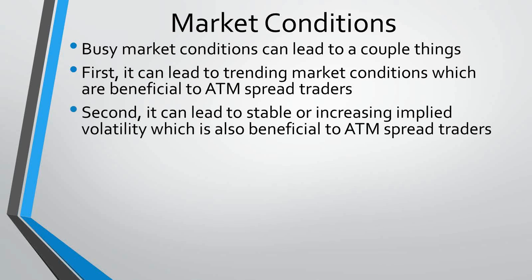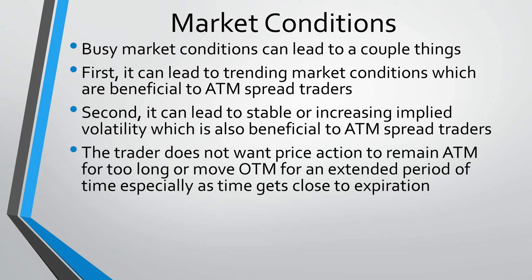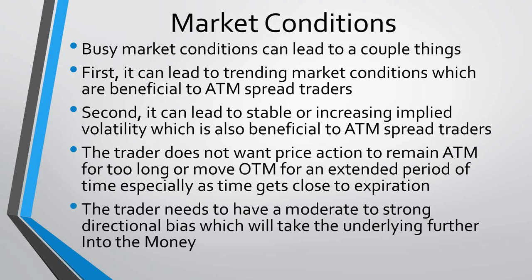Second, it can lead to stable or increasing implied volatility, which is also beneficial to at-the-money spread traders. The trader does not want price action to remain at the money for too long or move out of the money for an extended period of time, especially as time gets close to expiration. The trader needs to have a moderate to strong directional bias, which will take the underlying further into the money.